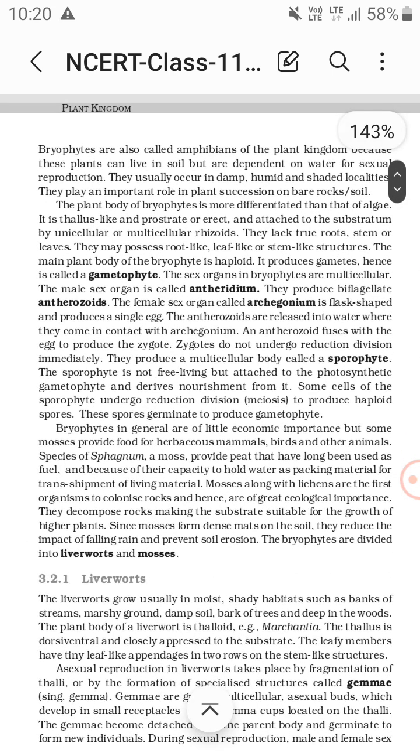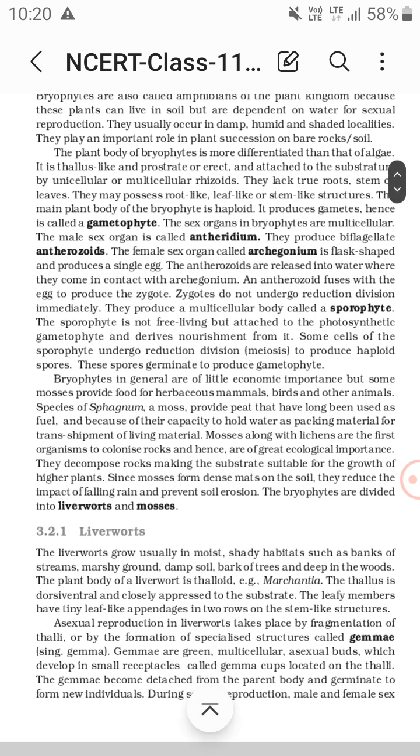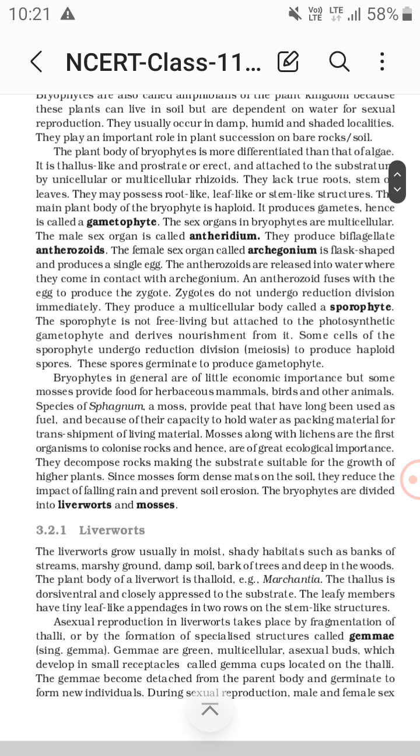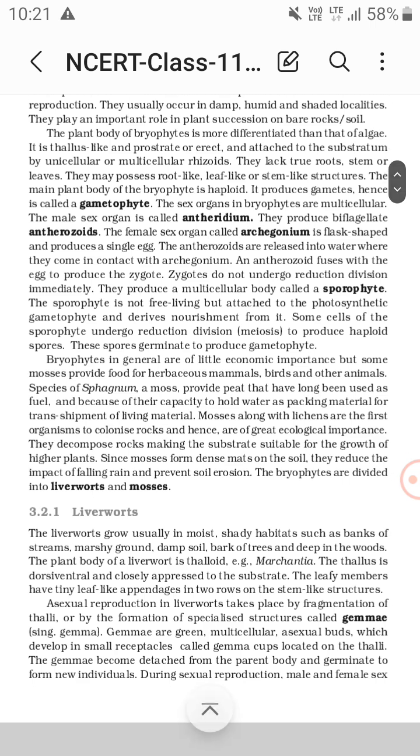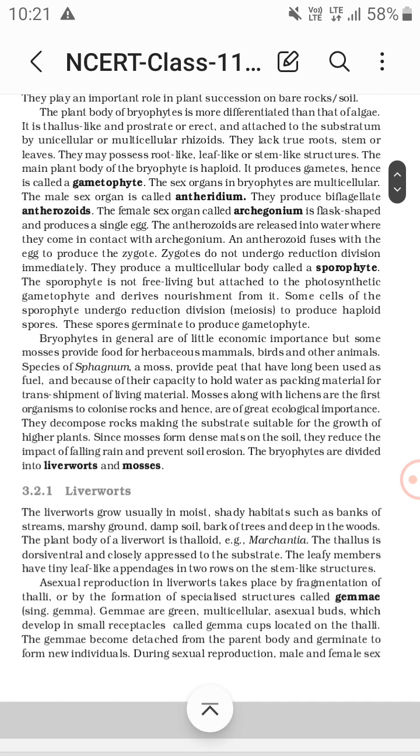Now then there are gametophytes. So what is the gametophyte? It produces gametes, hence it is called the gametophyte. Now the main plant body of bryophyte is haploid, which is the gametophyte. Now antheridium produces antherozoids, and then archegonium produces the egg. Now there is the sporophyte.